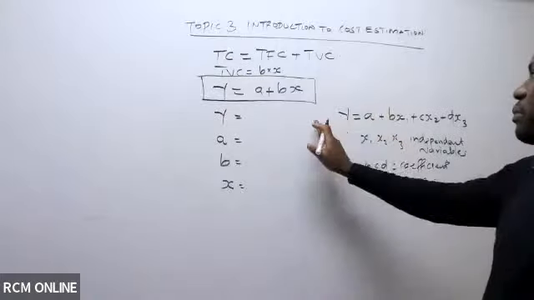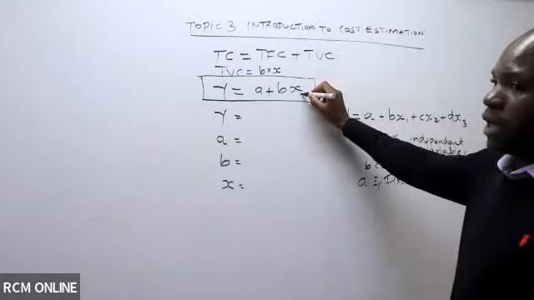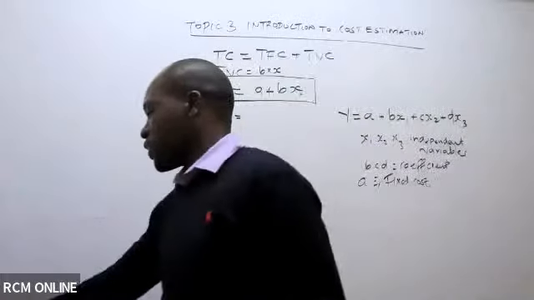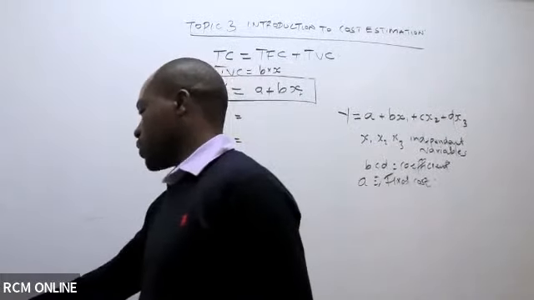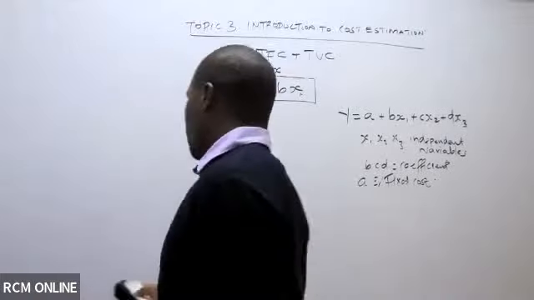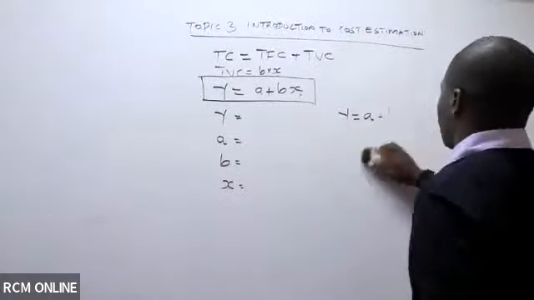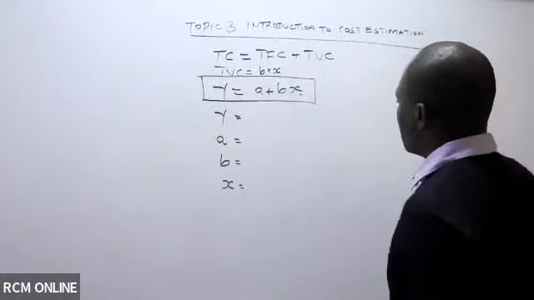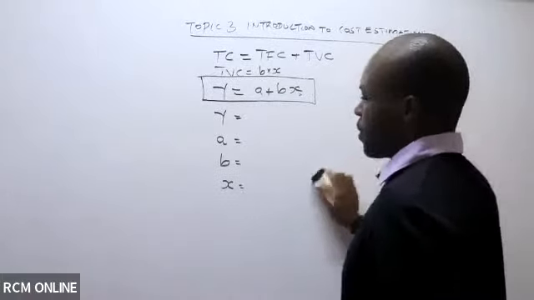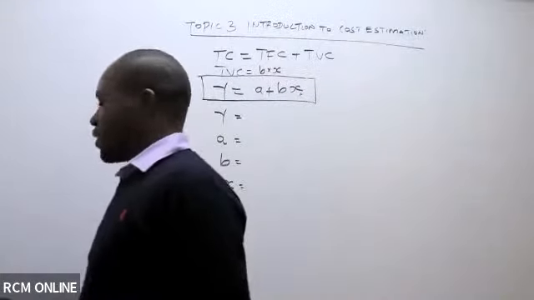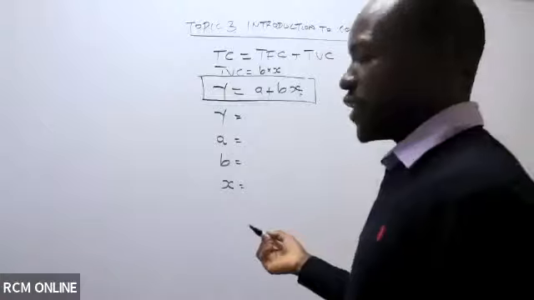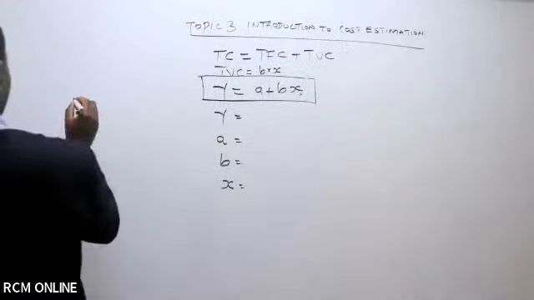But of course, at this particular point, we only have one independent variable. That's why we are talking about introduction to cost estimation. Introduction to cost estimation. Good. So we need to understand what each of these items represents. And for us to explain that clearly, we need to move to this section here.